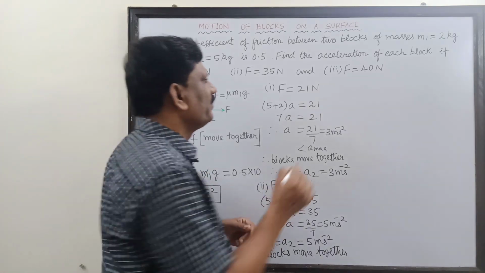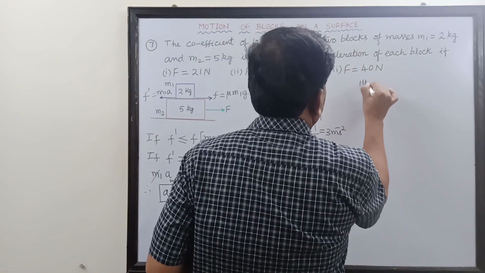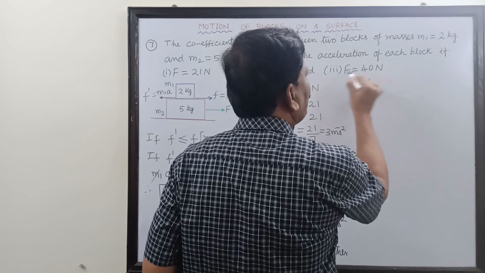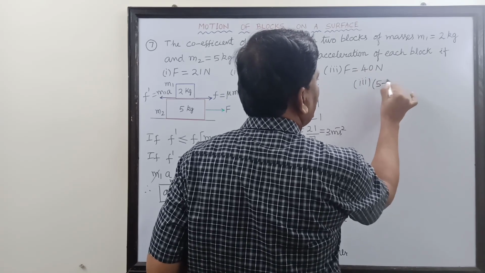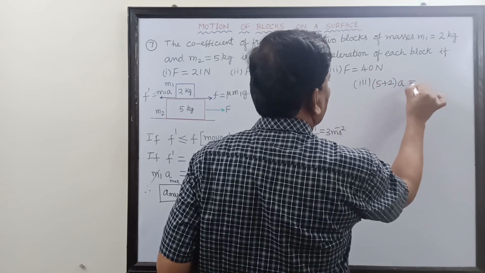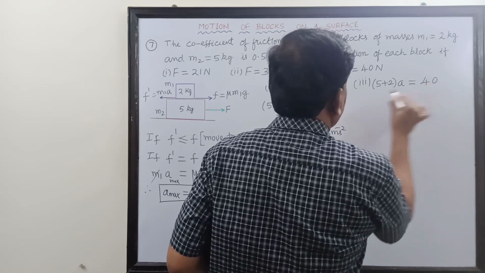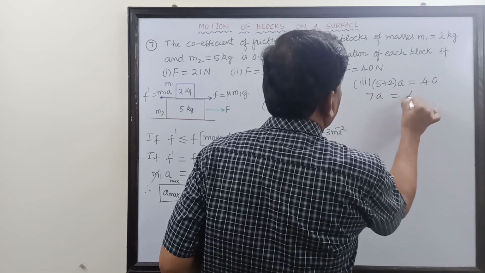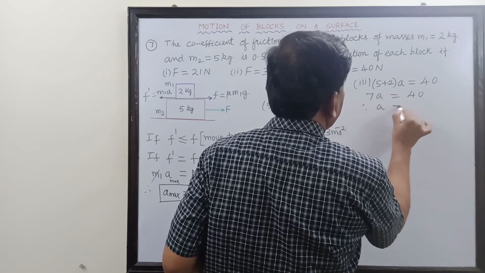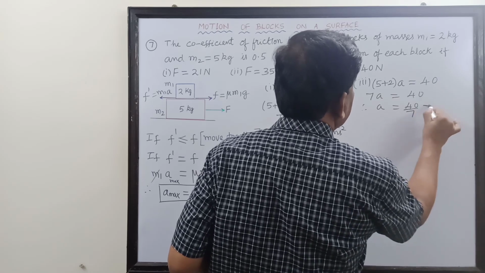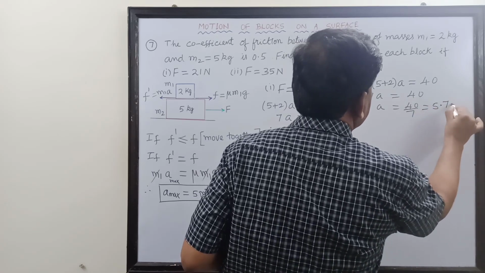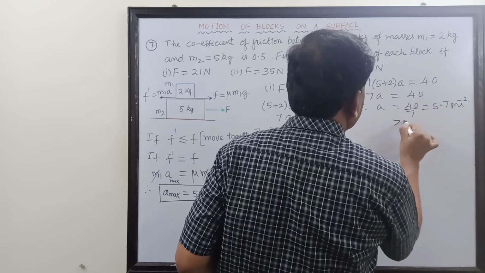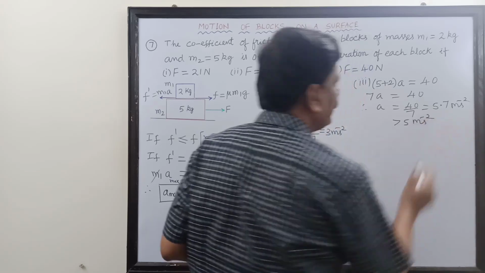So case 3 now. Third case, F is equal to 40 Newton. So 5 kg plus 2 kg into acceleration of the blocks is equal to 40. So 7a is equal to 40. Therefore, a is equal to 40 by 7, which is 5.7 meter per second square, which is greater than 5 meter per second square.